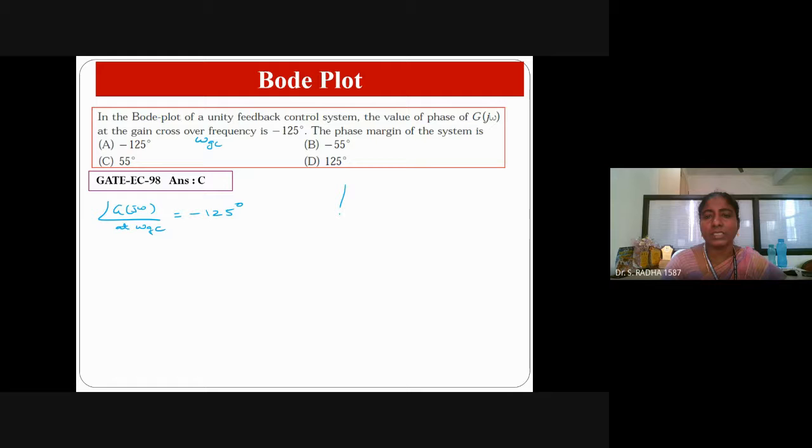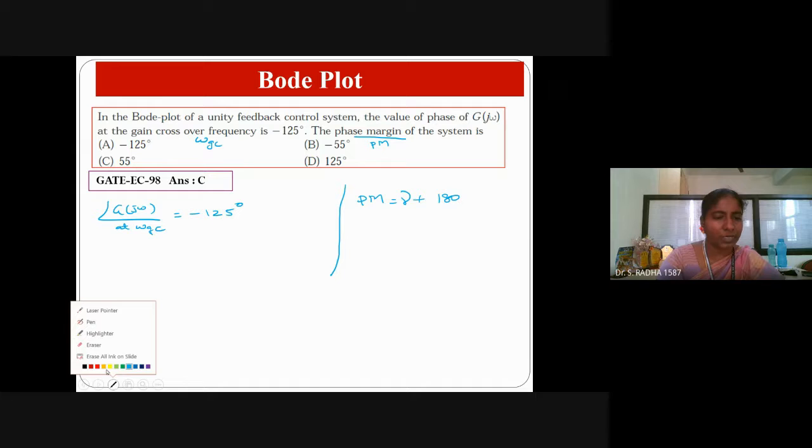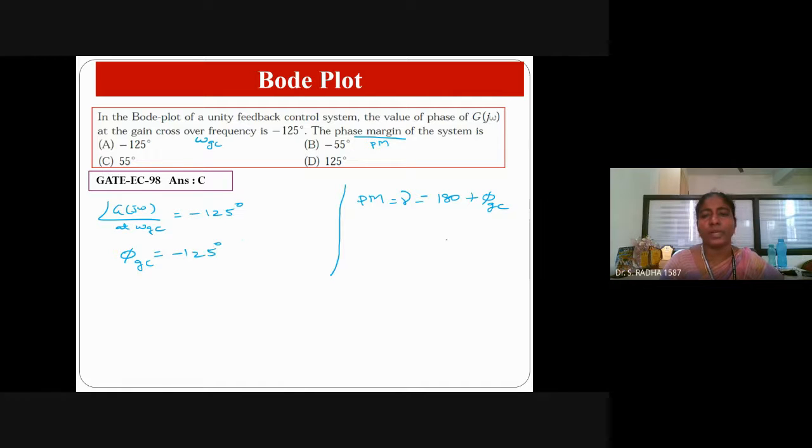So you can see here what they're asking in the next sentence: the phase margin of the system. Phase margin is represented by the symbol gamma. Gamma is equal to 180 plus phi GC. The given value here is phi GC. Substitute, simplify, and we get the final answer.